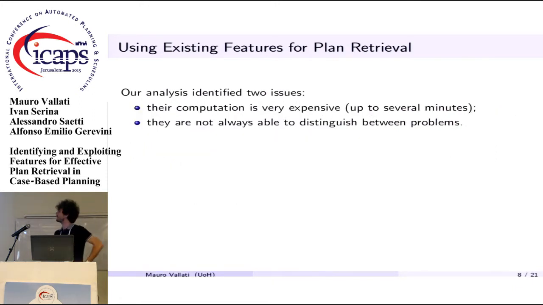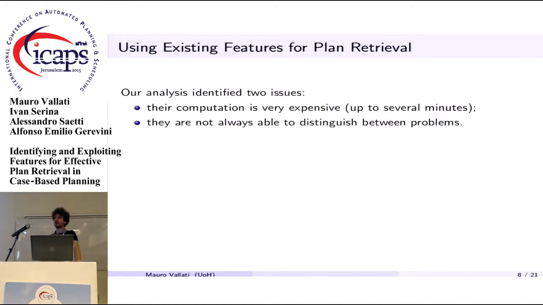And what are the problems that we observed when using this set of features? Well, we identified 2 main issues. The first one is that their computation is extremely expensive, up to tens of minutes. That's because case-based planning can be better exploited when the problems are large and complex, clearly. Otherwise, the classical generative approach can perform better. But this issue can be overcome, clearly, by selecting a subset of these 311 features.